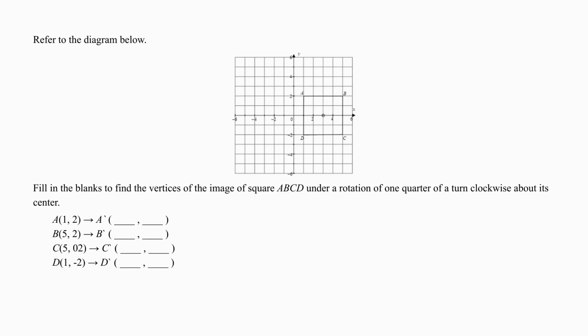Looking at the graph, the problem tells us to rotate it about its center. Now if you look at the square ABCD, the center is that little circle icon at the point 3, 0. This point will not move. Everything else will move around it.